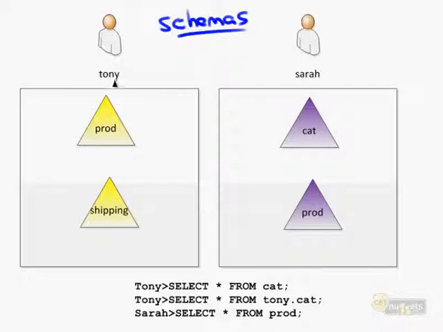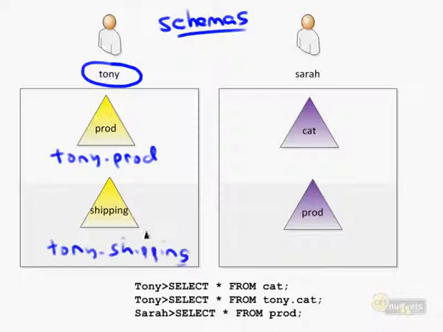And the name of a user's schema happens to be, coincidence or not, the name of the user him or herself. So the fully qualified name, or let's say the globally unique name, for an object in a particular Oracle database is going to be the schema name dot the object name. So the fully qualified name for prod is actually Tony.prod. In shipping, same thing: Tony.shipping. And that serves as a unique identifier database-wide for that object.